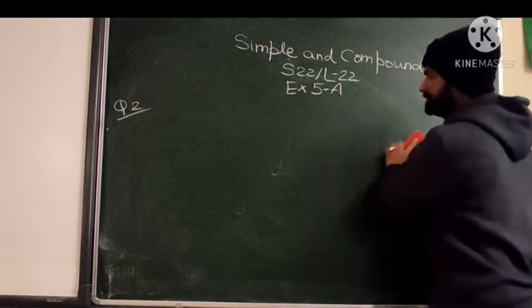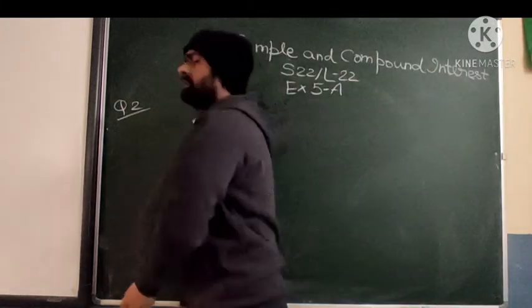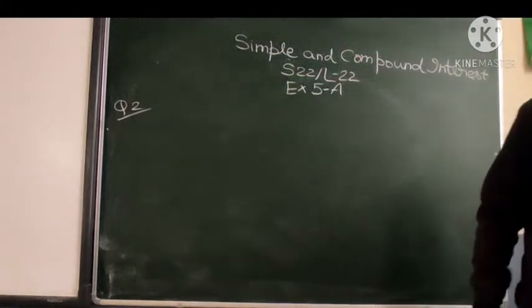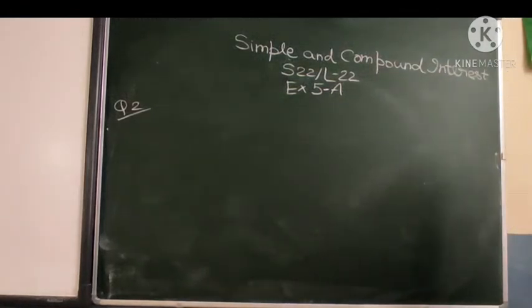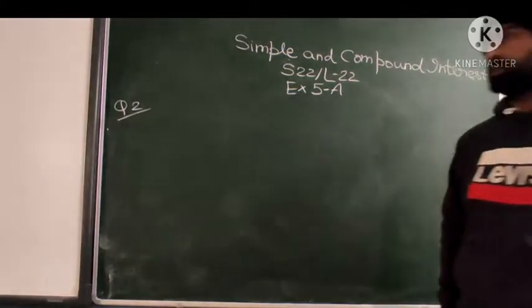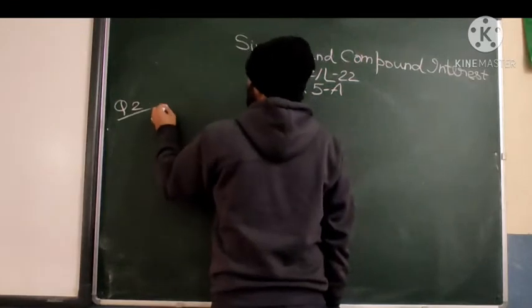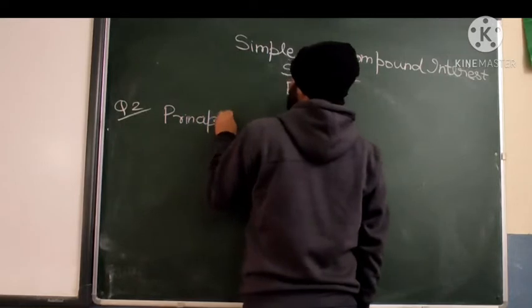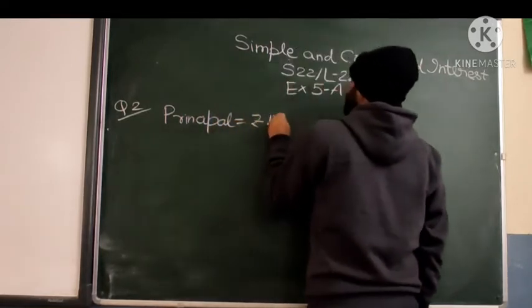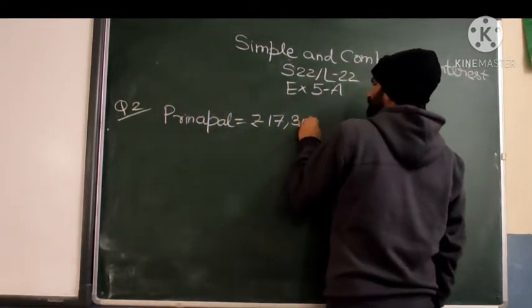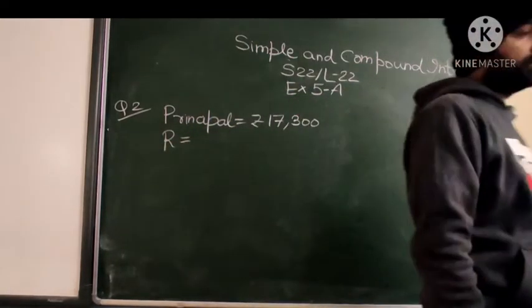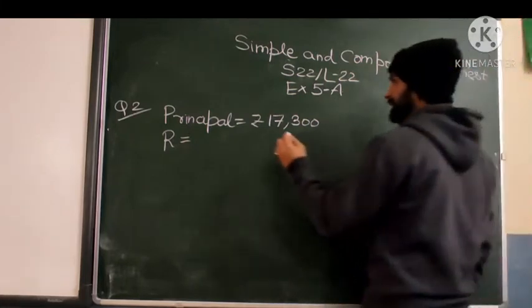I have solved other questions, but this type of question was left, so I will take up this question. Now, let us look at what question number 2 is saying. Find the interest on rupees 17,300. So the principal is given: principal equal to rupees 17,300. The rate is given as 5% per annum.